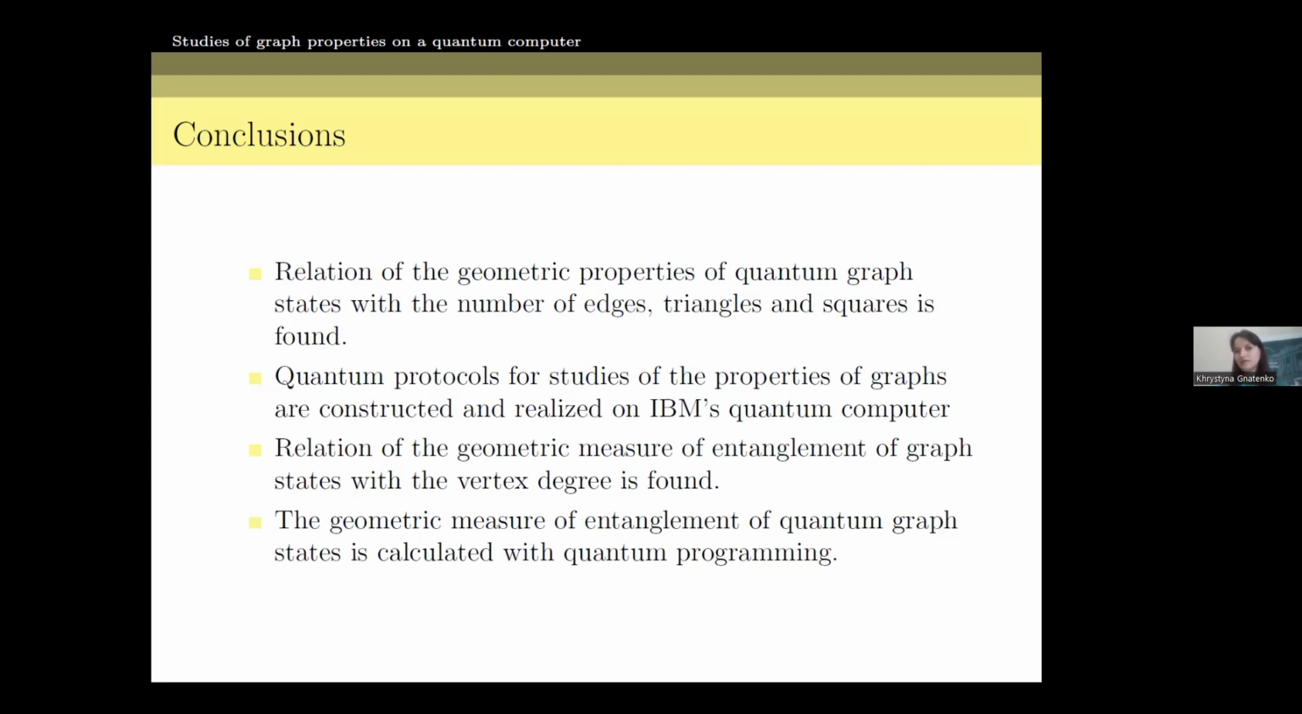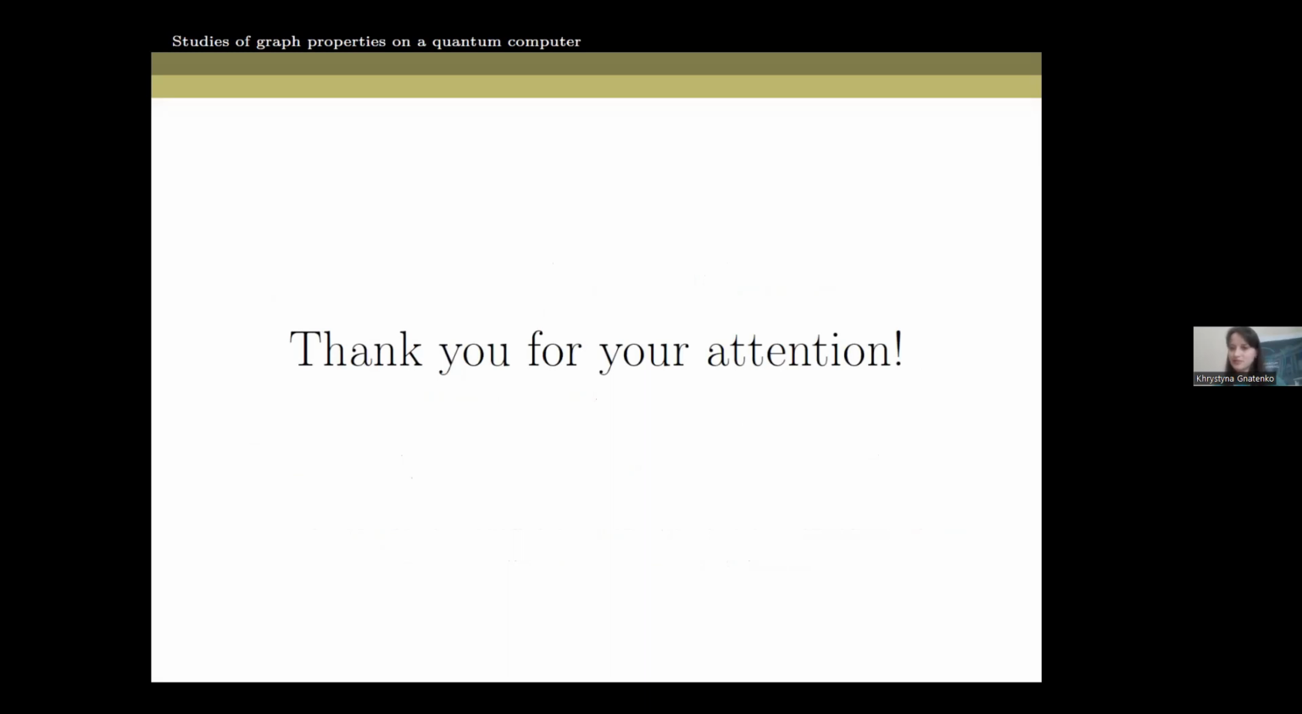And we hope that the proposed algorithms will open the possibility to obtain quantum supremacy, because calculating the number of triangles, the number of squares, and the number of edges is not a simple task in graph theory. But in this case, we have to find these mean values of the Hamiltonian to the second power, third power, fourth power, with the help of quantum calculations, and we obtain this value directly with the help of quantum programming. So thank you very much for your attention.